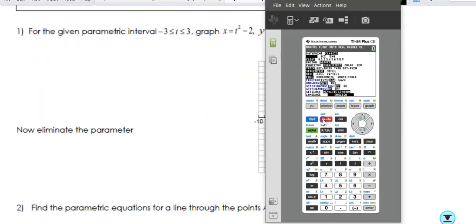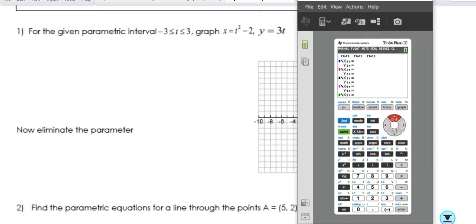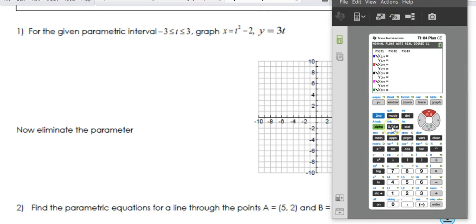In your calculator, press mode. Make sure it's in parametric mode. Then I'm going to press Y equals, clear out what's there, and type in the equations for this problem. The t squared minus 2 and 3t. And I'm going to make a table of values to plot my graph.